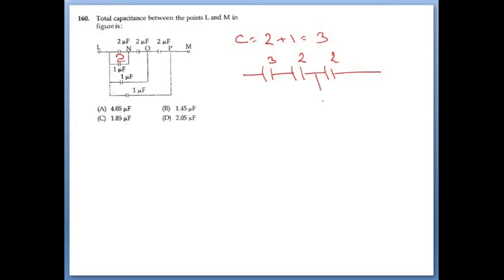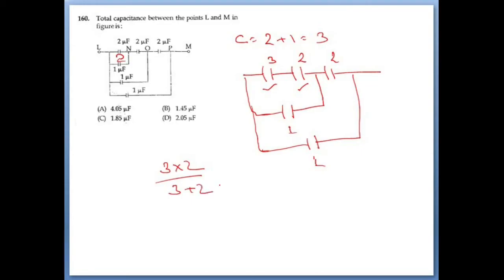After 2 there is 1 microfarad. After this 2 also it is 1 microfarad. Now this 3 and 2 are connected in series. What will be equivalent capacitance? 3 into 2 by 3 plus 2. It means 6 by 5. 6 by 5 means 1.2. Now we can remove these and write 1.2.